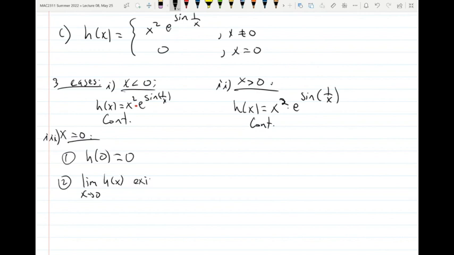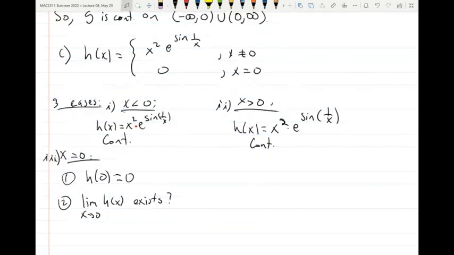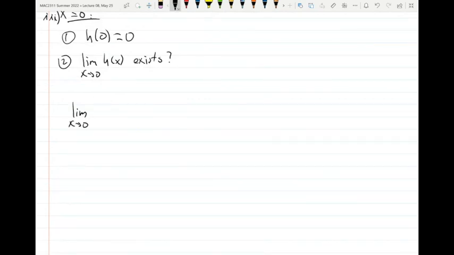So does the limit exist? Does this limit exist? So now we do need to compute the limit. So how do we compute this limit? Our job is to find the limit as x approaches 0 of x squared times e to the sine of 1 over x. How do we find this limit? Is it 0? So how do we find this? Would you plug in 0? Okay, if you plug in 0, what happens?